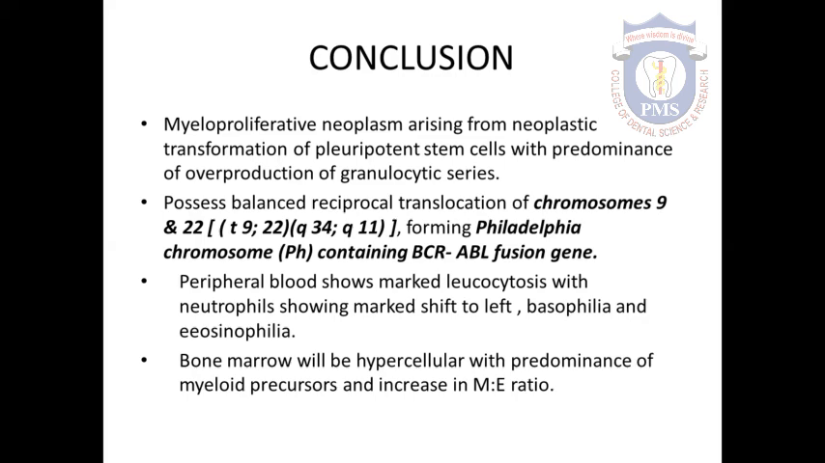The peripheral blood shows marked leukocytosis with the neutrophils showing marked shift to left. In addition to this, there will be basophilia and eosinophilia. And the bone marrow will show hypercellularity with the predominance of myeloid precursors and an increase in M:E ratio. Again, CML can be divided into 3 phases, that is chronic, accelerated, and blastic phase, depending on the percentage of blasts in blood or bone marrow. The treatment modalities include imatinib therapy, interferon gamma, interferon alpha, chemotherapy, and stem cell transplantation. Thank you.